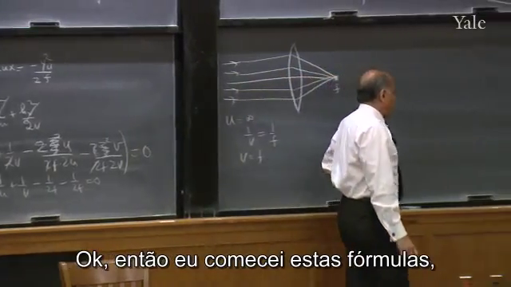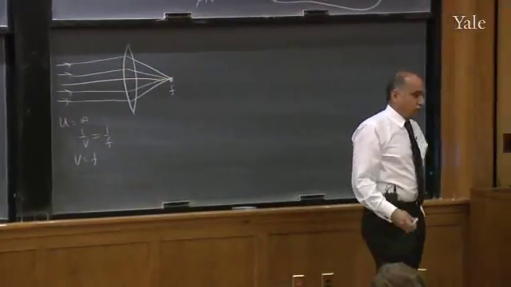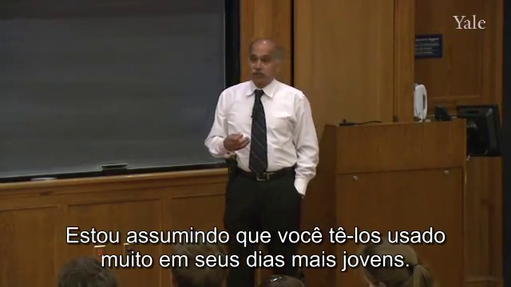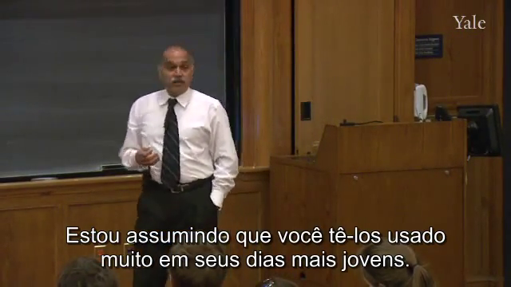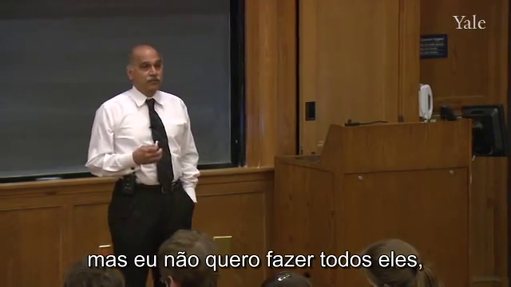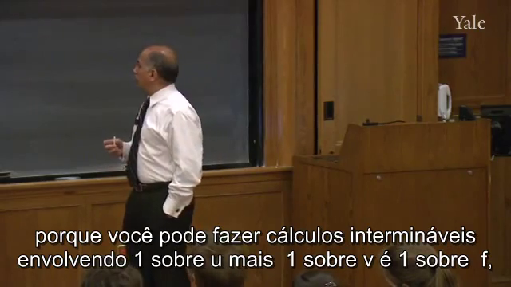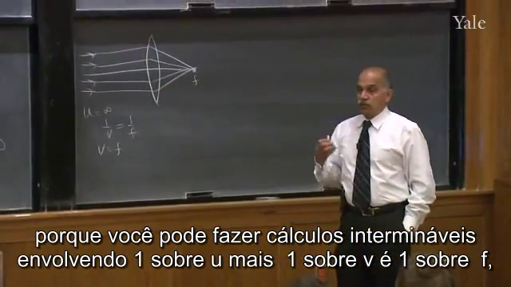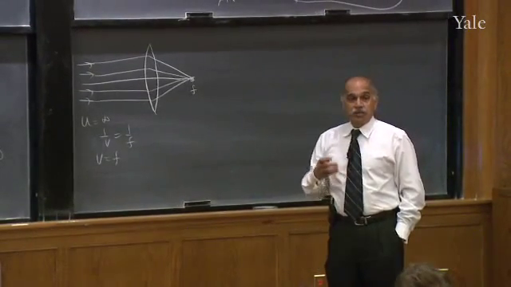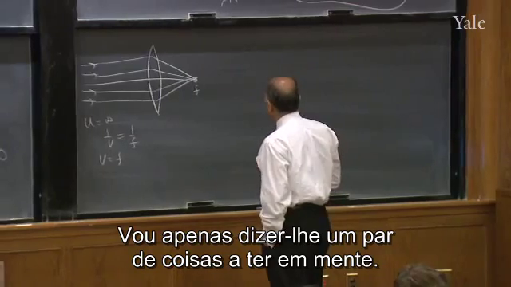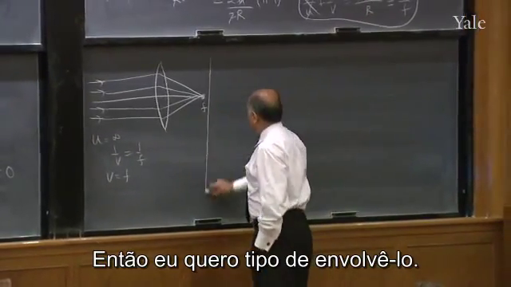Okay, so I've gotten these formulas. I spent a lot of time deriving them. I'm assuming you have used them a lot in your younger days. I just want to give you a few examples, but I don't want to do all of them, because you can do endless calculations involving 1 over u plus 1 over v is 1 over f, just punching in numbers. I will just tell you a couple of things to bear in mind. Then I want to sort of wrap it up.